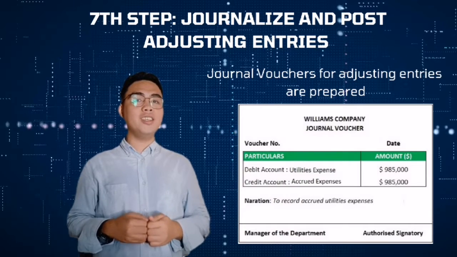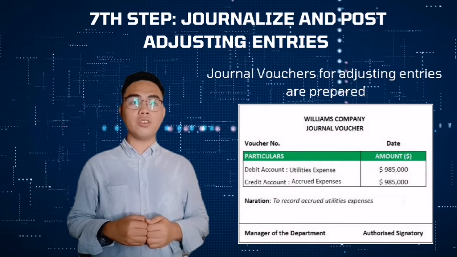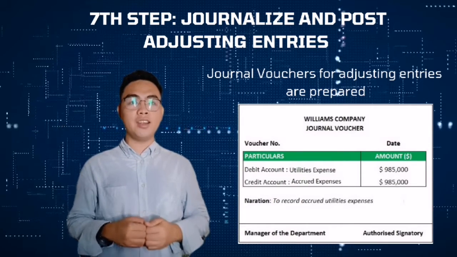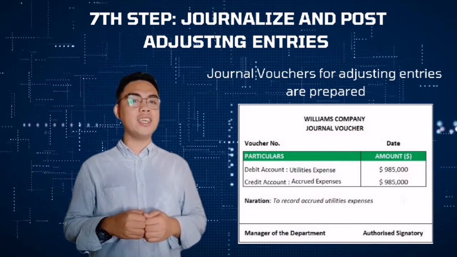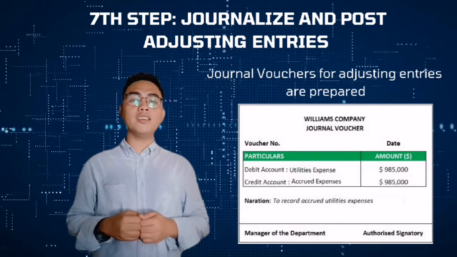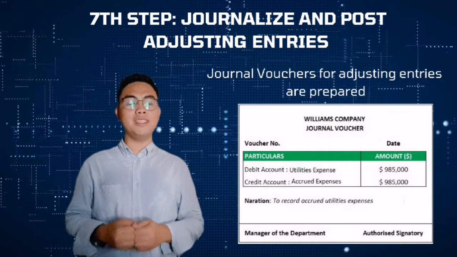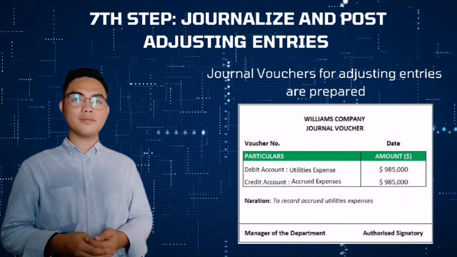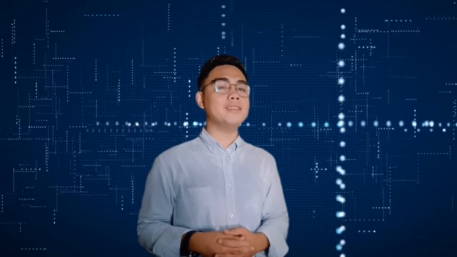Journal vouchers for the adjusting entries are prepared. After you record transactions in your journal voucher, it's time to transfer them to your general ledger. To keep your books accurate, post every transaction and adjusting entry from your journal voucher to your general ledger. A sample adjusting entry for recording accrued expenses posted in a journal voucher can be seen on your screen. After posting them to your general ledger, we can determine the total balances per account after making our adjusting entries.